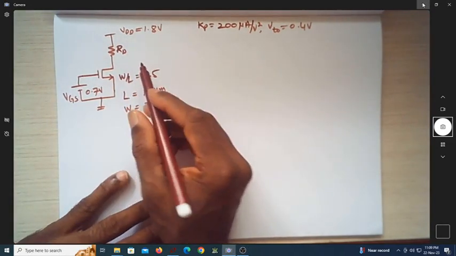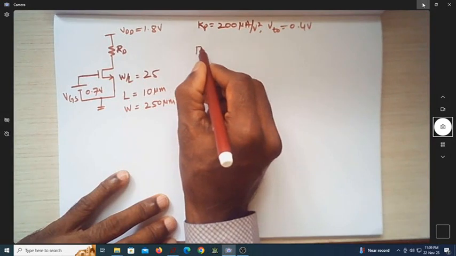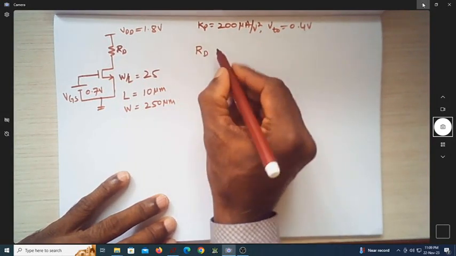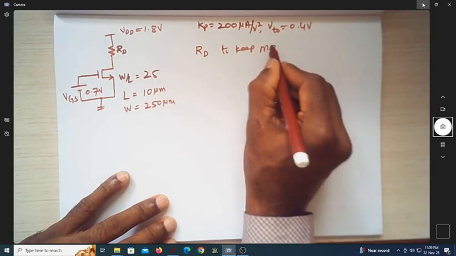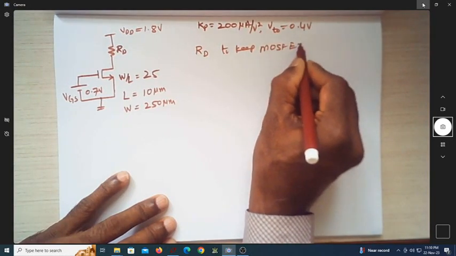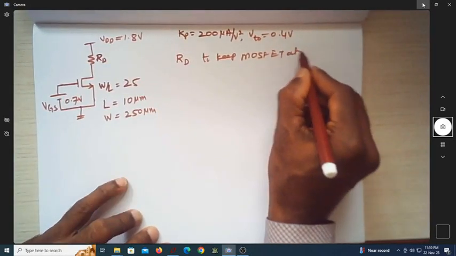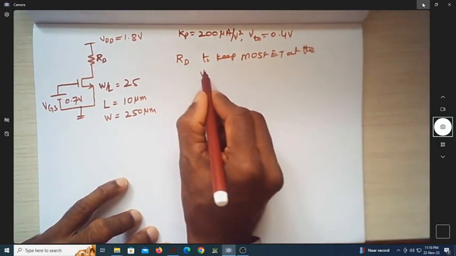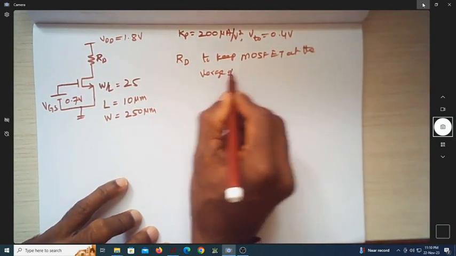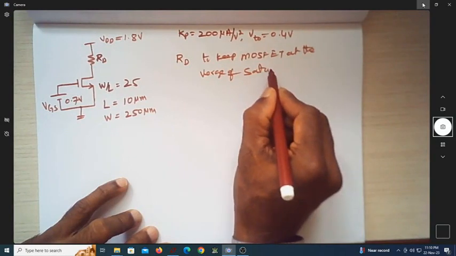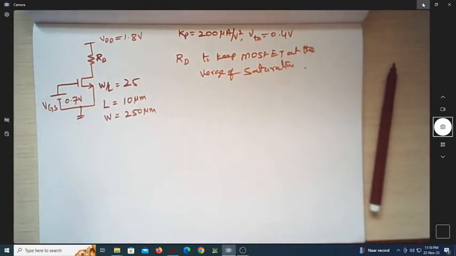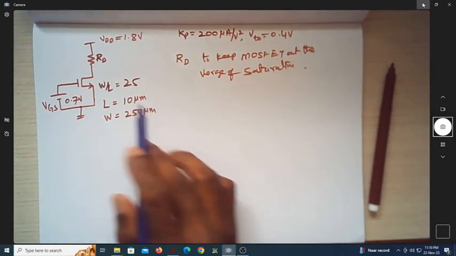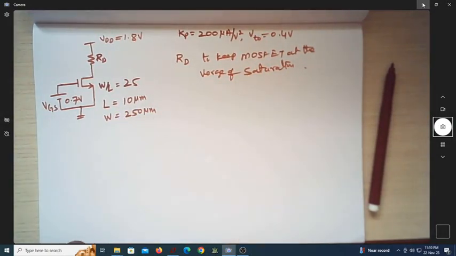Now the task is we are asked to find what is the value of RD to keep the MOSFET at the verge of saturation. So first we should understand how long the MOSFET will be in saturation.